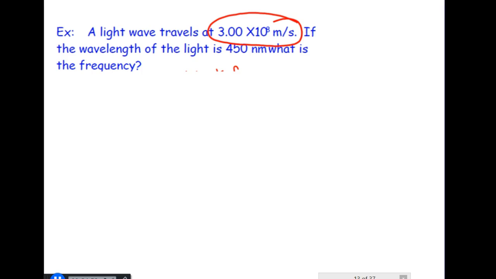So if we say that light travels at 3.00 times 10 to the 8 meters per second, is that a wavelength? Is that a speed? Is that a period? Is that a frequency? What is it? Meters per second. It's speed, V.